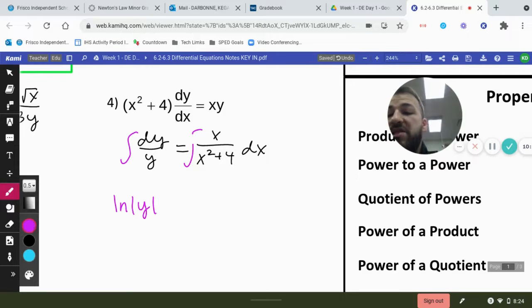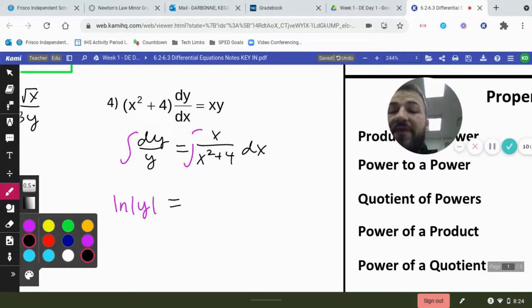Okay, so a little different. Now I have the natural log of y. So instead of getting y squared over 2, now I have the natural log of y. And this is actually a really common integral that we end up with in differential equations. So you're going to be really used to integrating and getting this natural log of y.